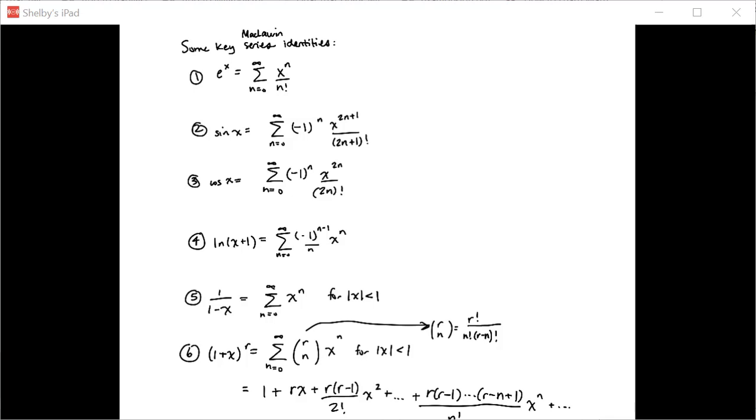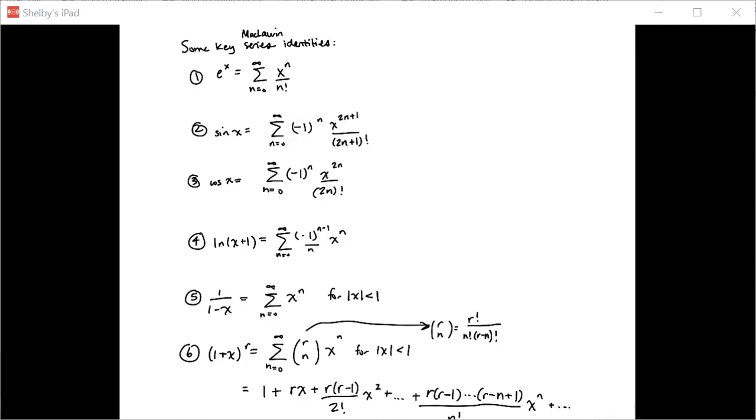The e to the x is the sum of x to the n over n factorial. Sine of x is negative 1 to the n, x to the 2n plus 1 over 2n plus 1 factorial. Cosine of x is negative 1 to the n, x to the 2n over 2n factorial. Ln of x plus 1 is negative 1 to the n minus 1 over n, x to the n. 1 over 1 minus x is x to the n on the interval negative 1 to 1.